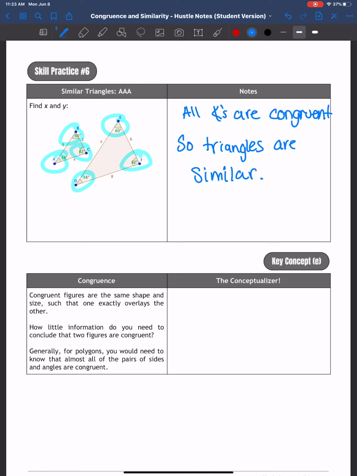So, concept D, congruence. Congruent figures are the same shape and size, such that one exactly overlays the other, meaning size does not change at all. Generally, for polygons, you would need to know that almost all of the pairs, sides, and angles are congruent, okay? So just some key information right here. Make sure you remember this stuff, it is important.